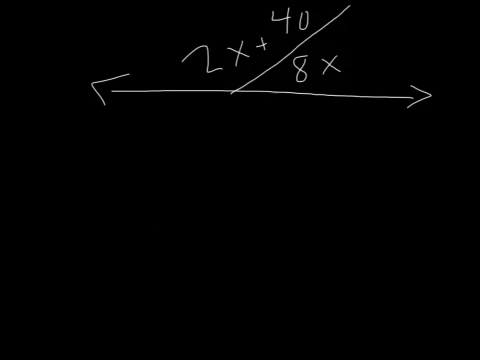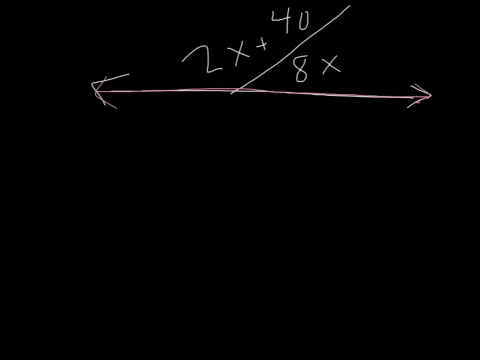Let's say we had the same instructions to solve for x. Well, I'm going to look at this. These aren't vertical this time, so I know they're not congruent. But what I do see here is these two angles are on a straight line. And remember, when we have angles on a straight line, we know it forms a linear pair. We know they're supplementary. They're going to add up to equal 180.